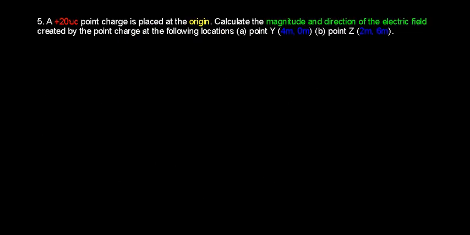Number 5 says a positive 20 microcoulomb point charge is placed at the origin. Calculate the magnitude and direction of the electric field created by the point charge at the following locations. Point Y, 4 meter, 0 meter. Point Z, 2 meter, 6 meter.